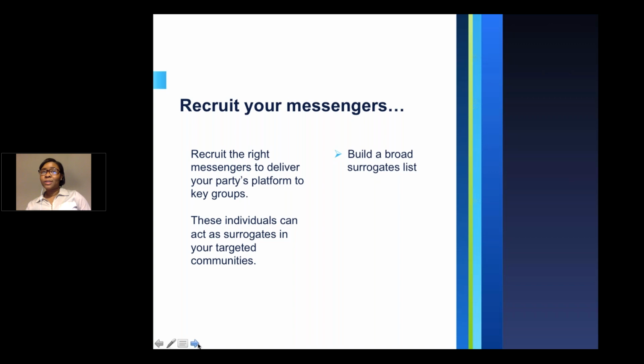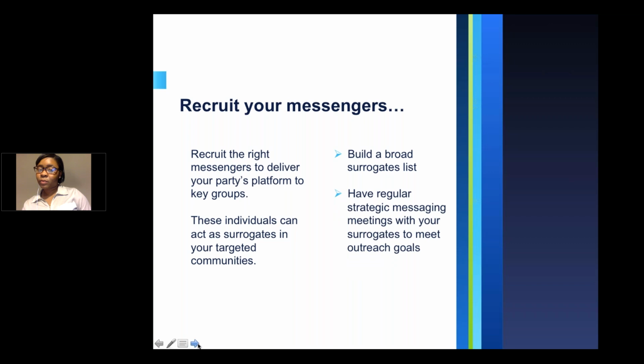You should build a broad surrogates list. The surrogate list can consist of local elected officials, community leaders, and stakeholders to help deliver your message. Your list should include individuals who have built trust in the communities you are targeting. You should have regular strategic messaging meetings with your surrogates to meet outreach goals. Having regular strategic messaging meetings with surrogates can be helpful when they're out talking to various communities.